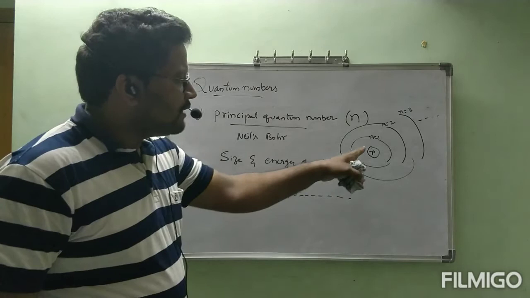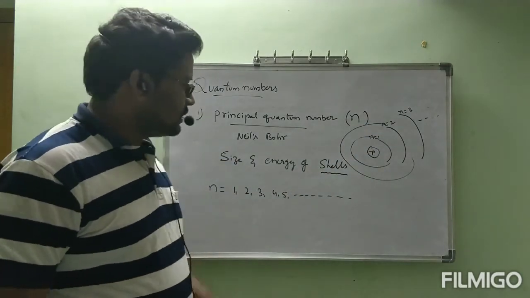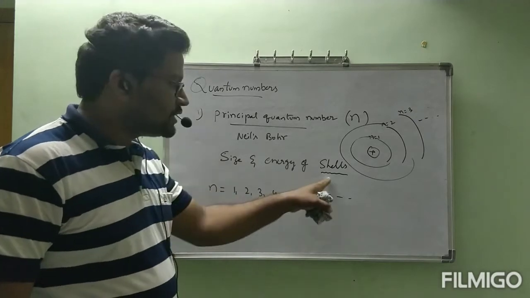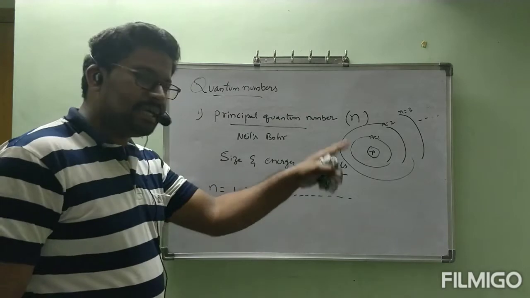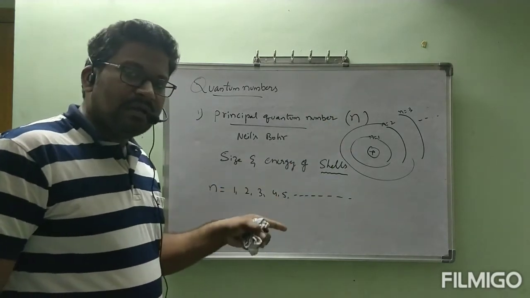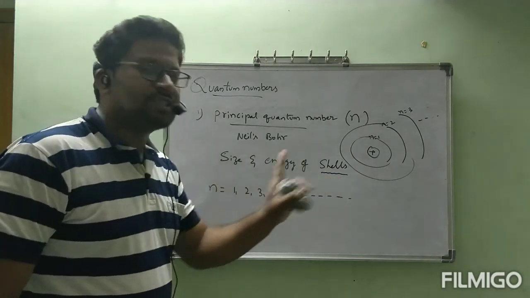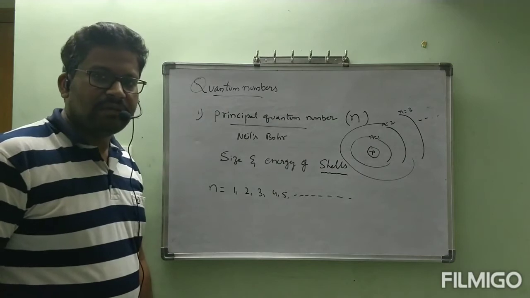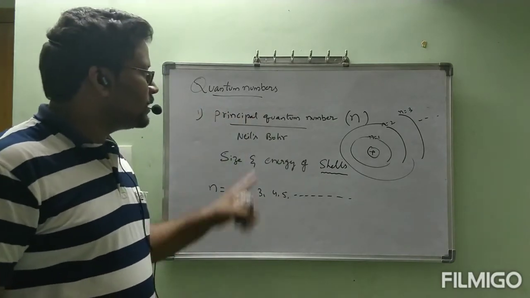So, when the n value increases, the size of the orbit, the size of the shell, orbit or shell, both are the same. The size of the shell increases, the energy of the shell also increases. In this way, this principal quantum number discusses the size and energy of shells. This is about the first quantum number, that is the principal quantum number.